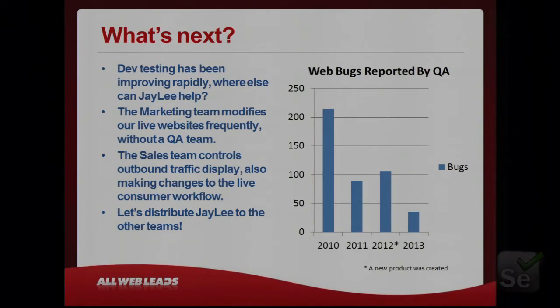Jelli was introduced late in 2010, and while there were also some process changes that went into effect, it looks like it had a pretty profound impact on the number of bugs that were making it to QA and to production.